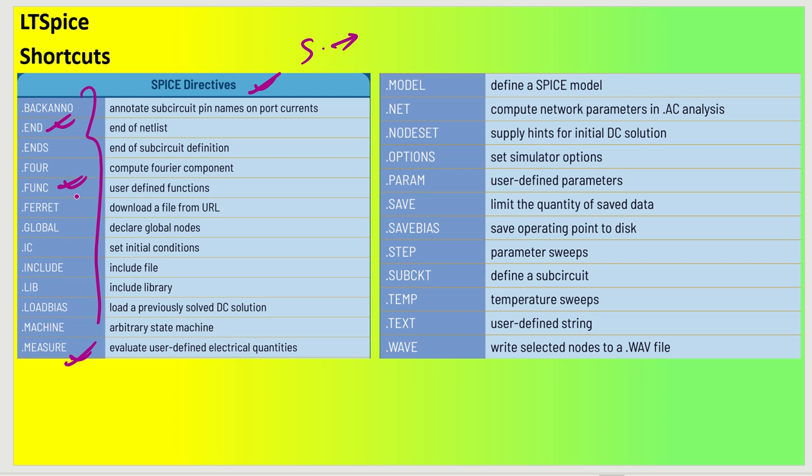Let us talk about some other things. We have more SPICE directives, like .NET is there. Then we have .param is there. Okay, parametric, like user-defined parameters. Then we have .step, like parameter sweeping if you want.